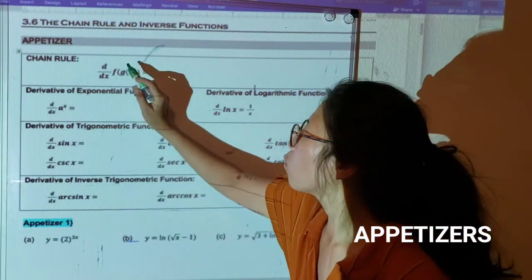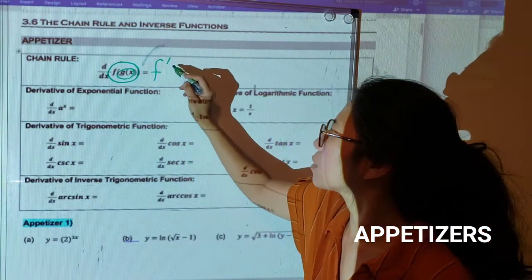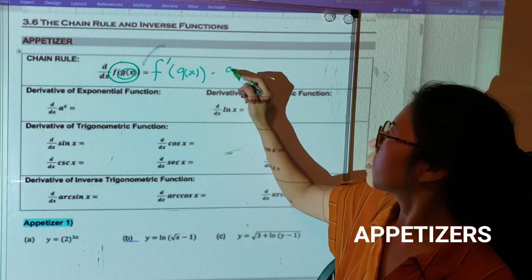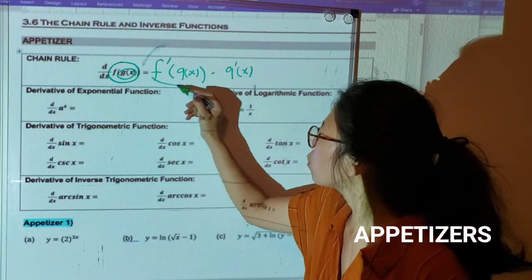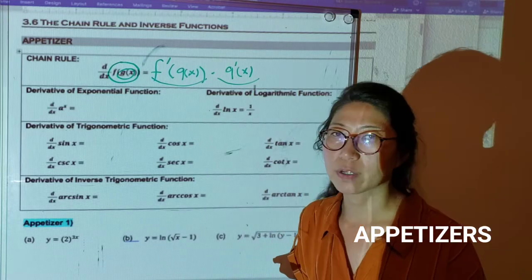The chain rule was for when we had a composite function. We have to take the derivative of the outside function first, and then multiply by the derivative of the inside function. So if it's a two-function composite, you are going to multiply two of them. If it's three, there will be three functions you will multiply.